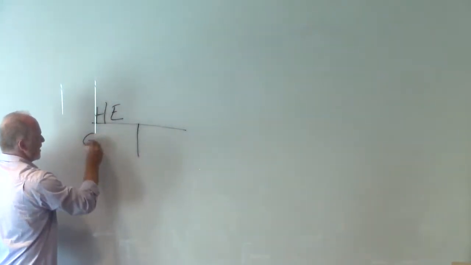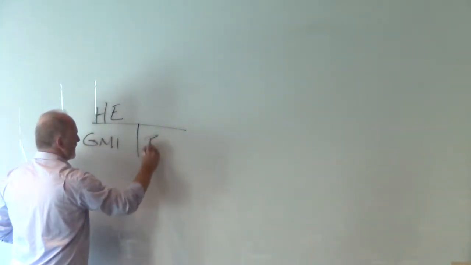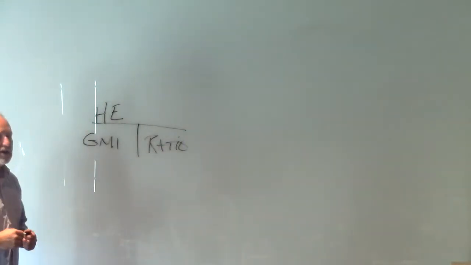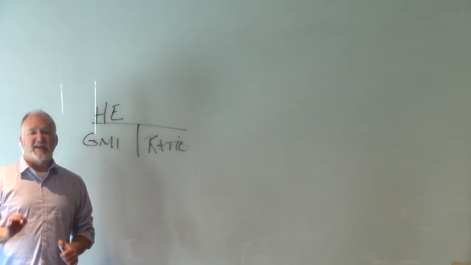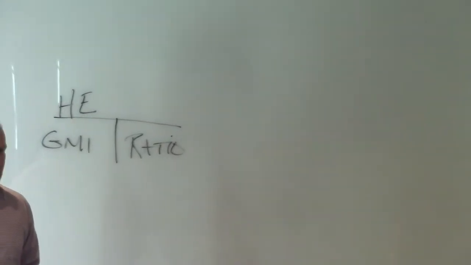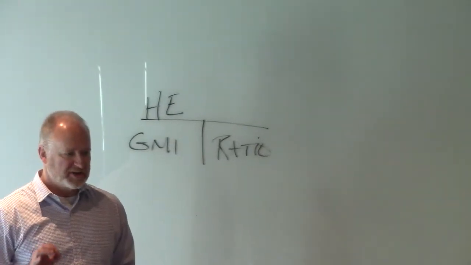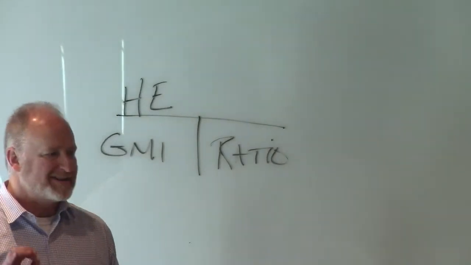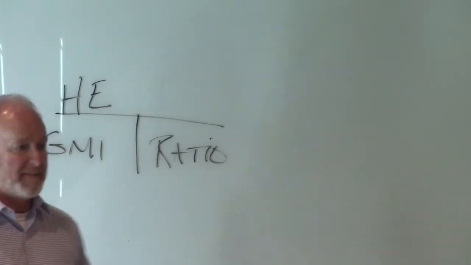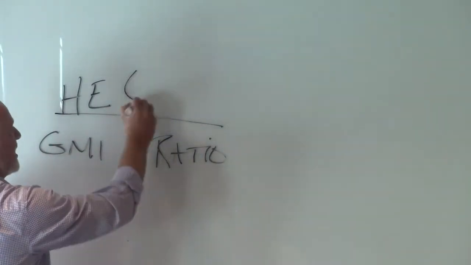HE over GMI times ratio. HE stands for housing expense. I need your attention on this though. When I say housing expense, I'm actually talking about PI and TI. PITI. Housing expense equals PITI.